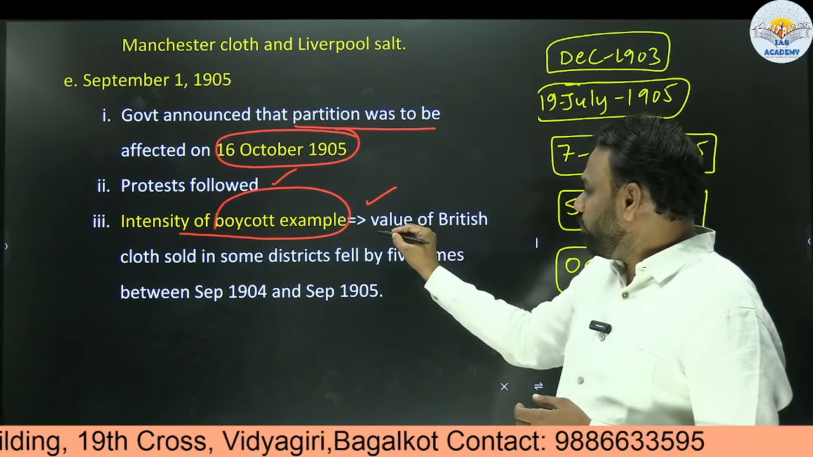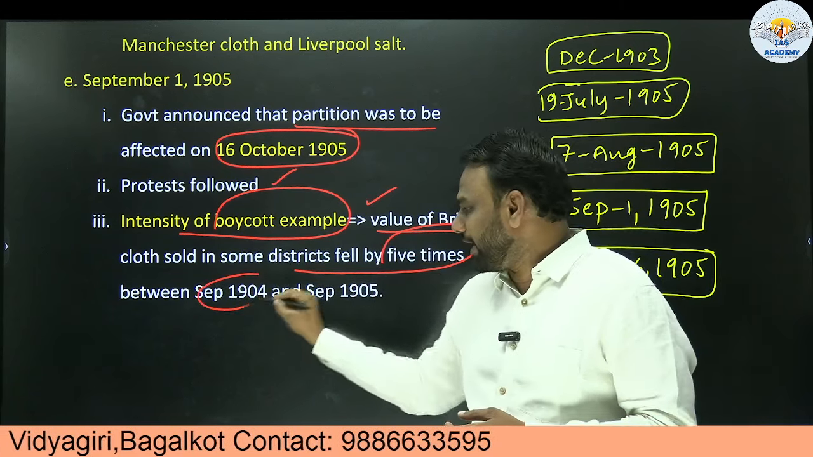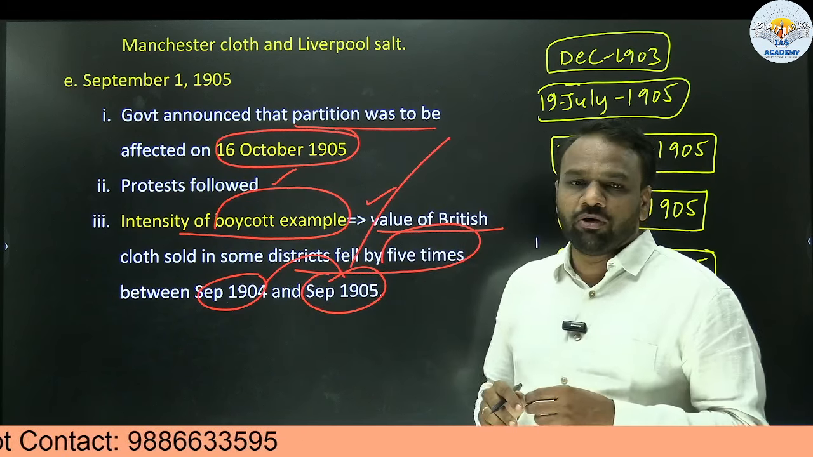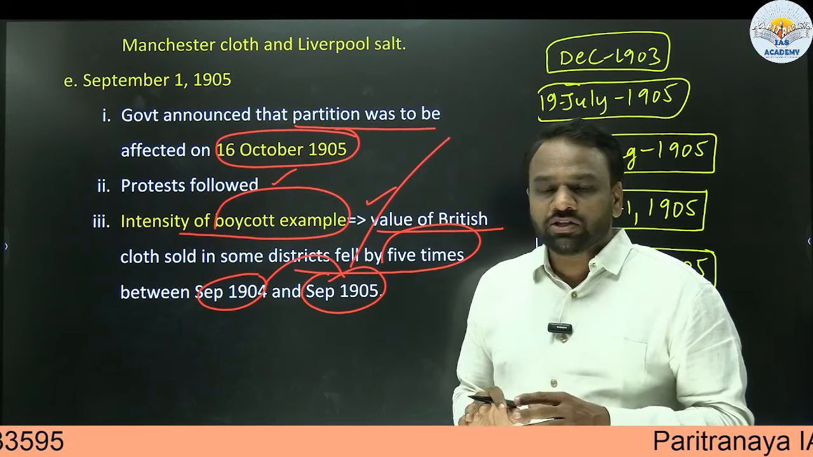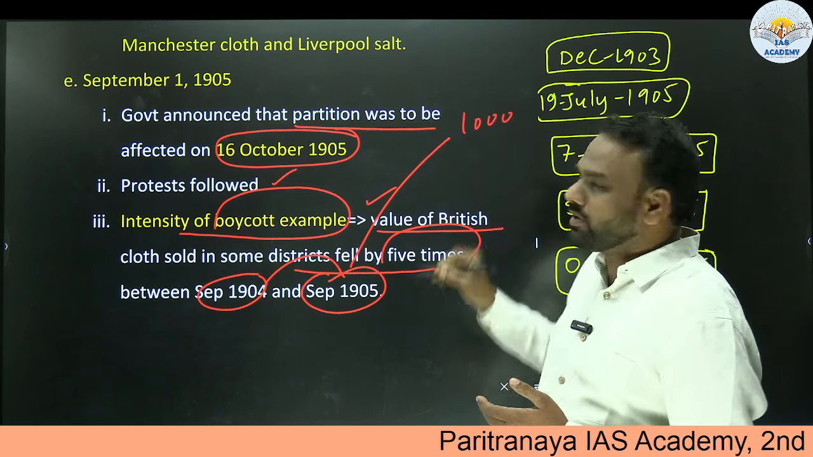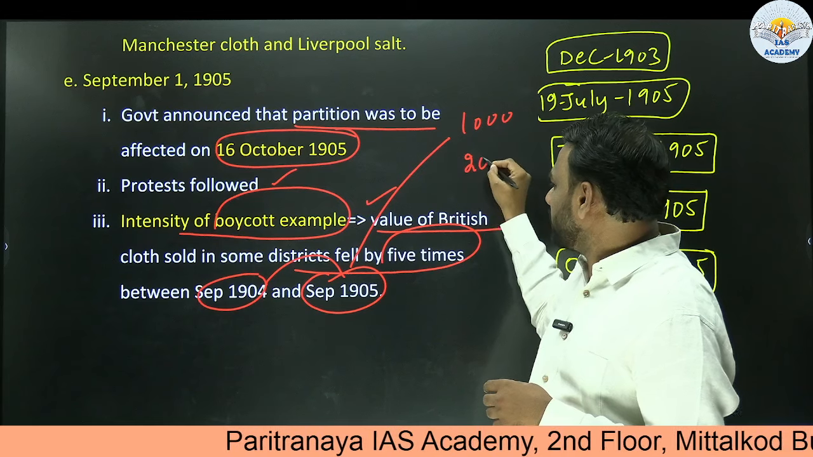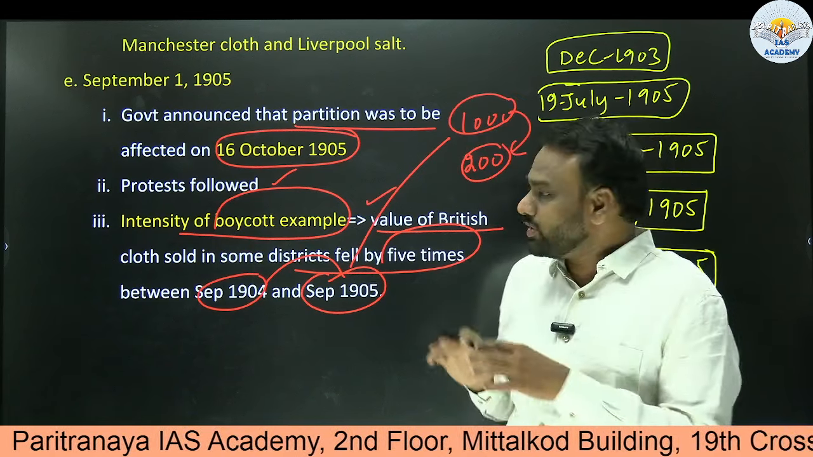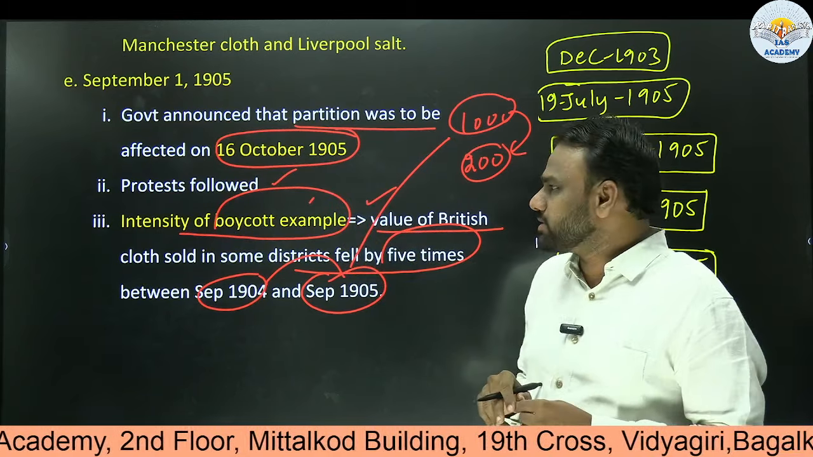So what is that? Value of British clothes sold in some districts fell by 5 times between September 1904 and September 1905. So within a span of 1 year, the purchase of foreign cloth almost came down by 5 times. Previously, if Indians bought 1,000 worth of foreign clothes the previous year, this year they bought only foreign clothes worth 200 rupees. So this indicates almost a fall by 5 times, which indicates the intensity of the boycott. Such examples can be quoted in mains answers.